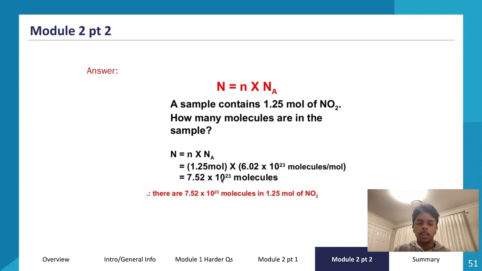Well, to signpost that our calculations have allowed us to achieve the answer, we write this final sentence by saying, therefore, there are 7.52 times 10 to the power of 23 molecules in 1.25 moles of nitrogen dioxide. So this now signposts and directly shows the marker that we've answered the question very explicitly. So that's how you would gain all the marks.